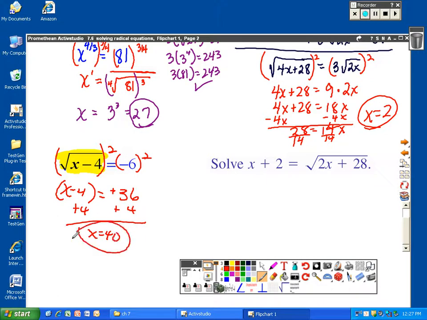If I check that, 40 minus 4 is 36, square root of 36 equals a negative 6. 6 equals negative 6. No, it does not. It does not check out. So this is extraneous. It's a root that does not make sense, an extra root. So since that was our only choice, it means there is no solution to this one.